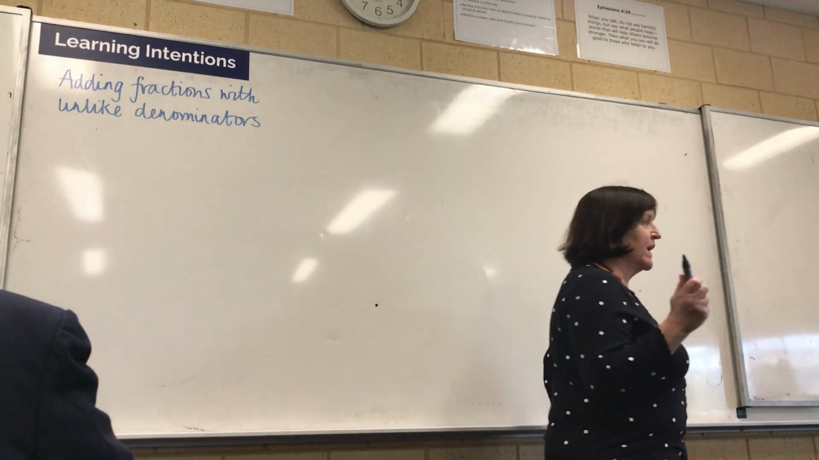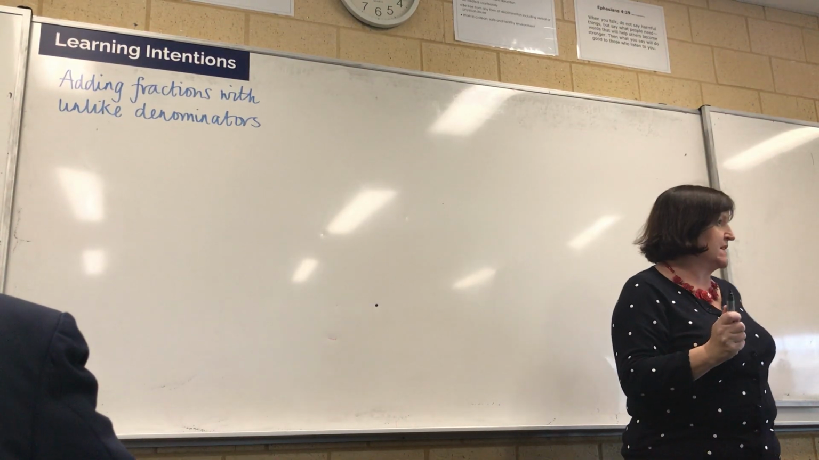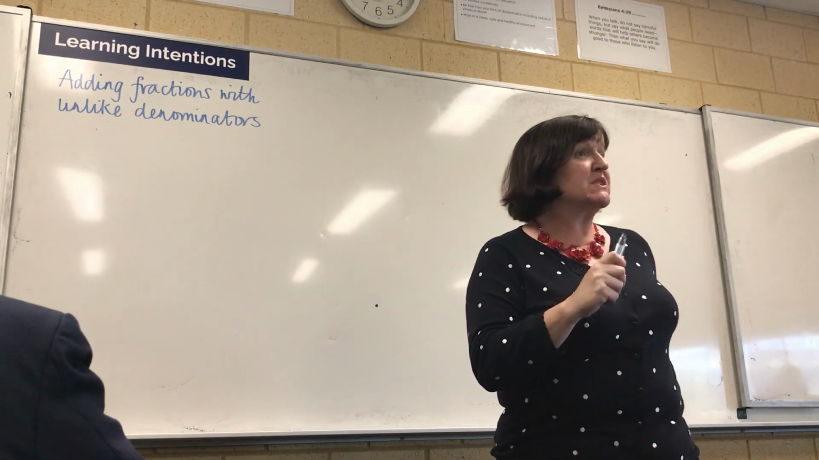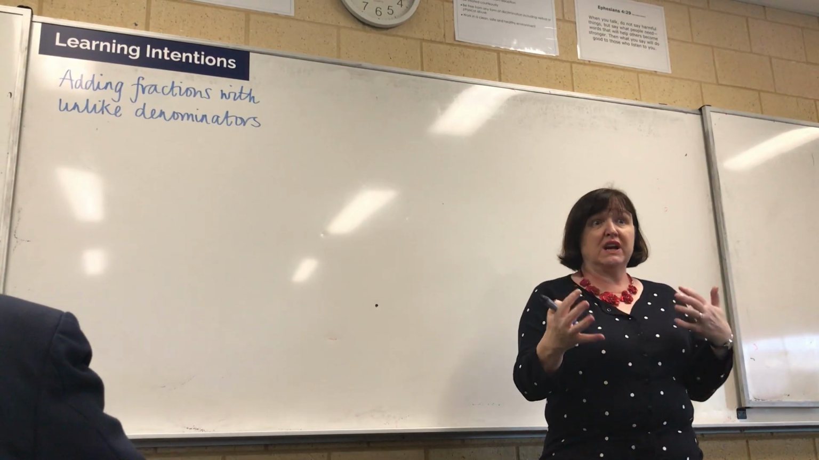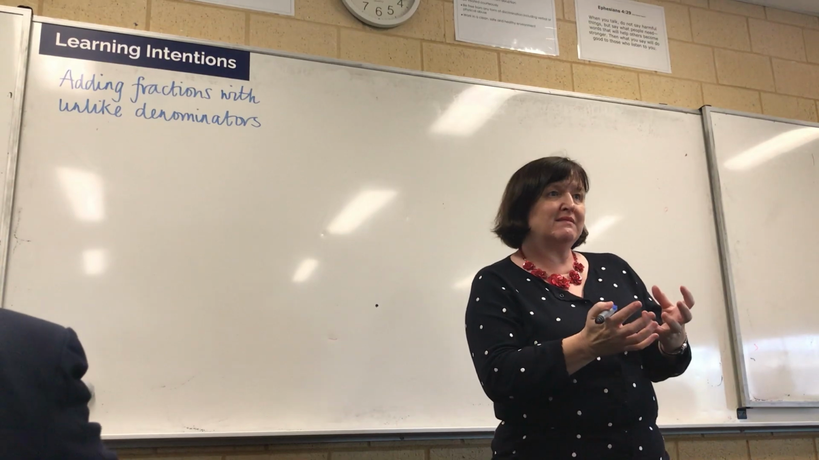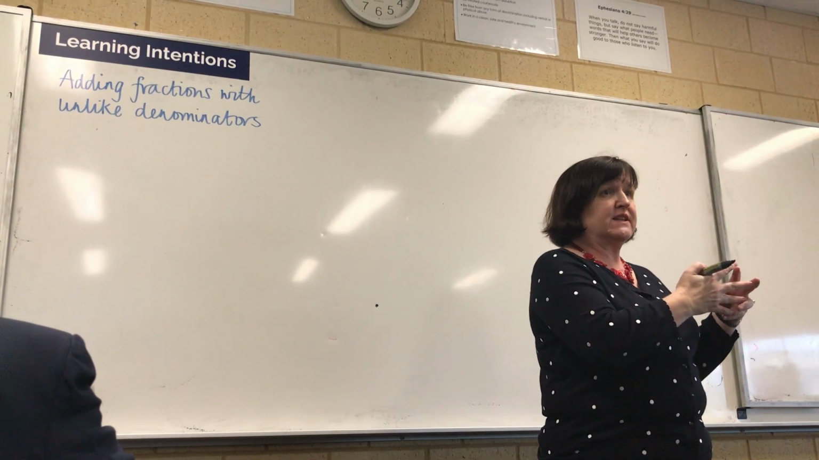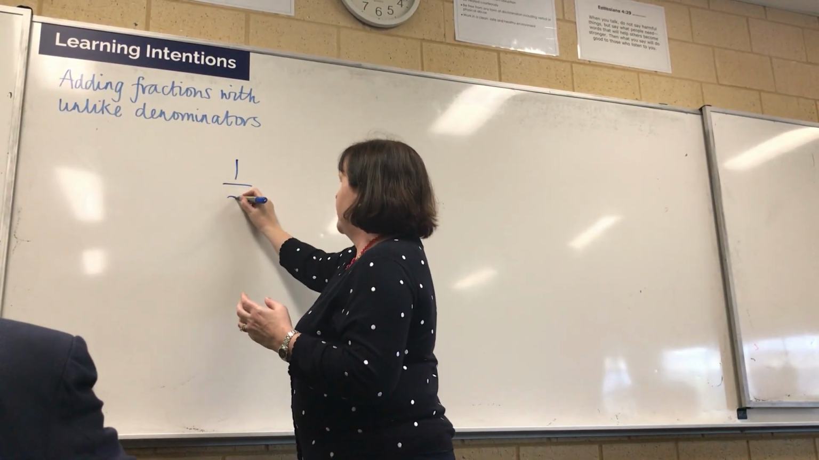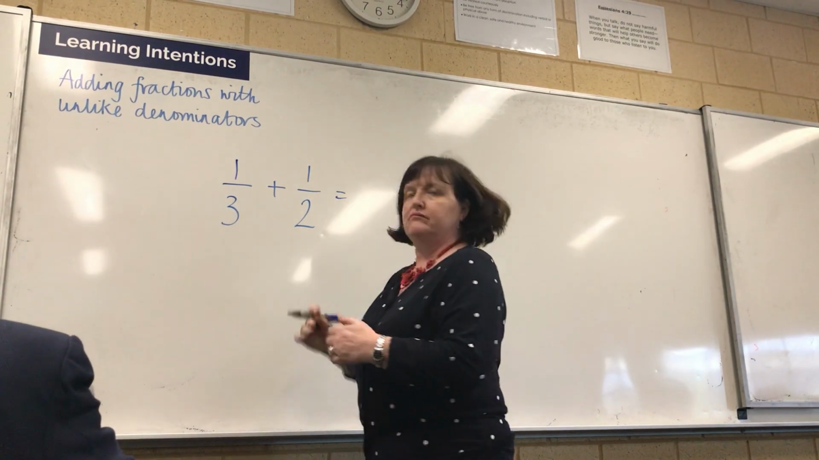Okay, so this morning we're going to look at adding fractions with unlike denominators. The other day, Monday, we looked at adding fractions with the same denominator, which was quite simple, and you did a really good lesson on that. What we're going to do today is use what we learned then and apply it when we add fractions with unlike denominators. Okay. So let's start with something fairly straightforward like a third plus a half.